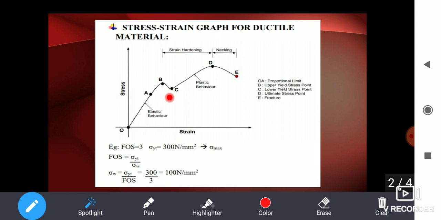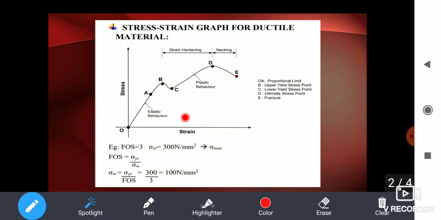So when the material crosses the point B, it reaches the region between B and C. The material is now permanently deformed. So even if we remove the load at point C, the material won't regain its original shape. It means that at point C, the material is deformed permanently. So B to C is a region called the permanent set.